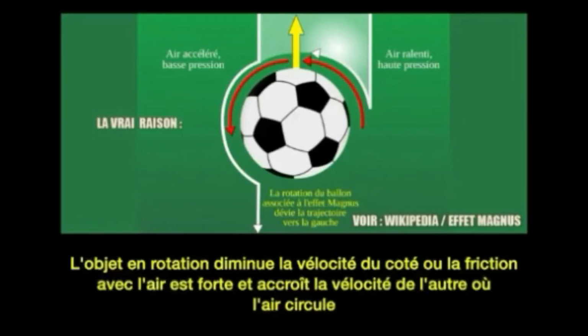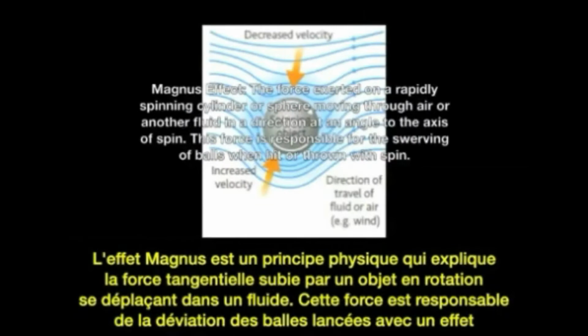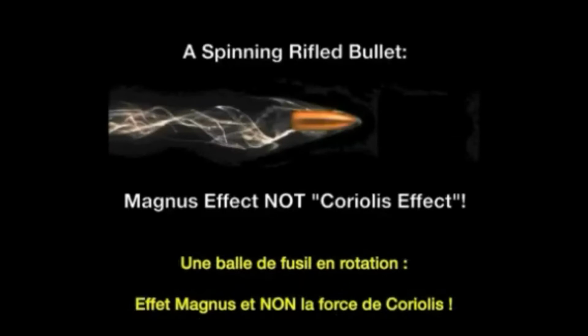The spinning object will create a decreased velocity on one side where the air creates friction and increased velocity on the other side where the air flows. Magnus effect, the force exerted on a rapidly spinning cylinder or sphere moving through air or another fluid in a direction at an angle to the axis of spin. This force is responsible for the swerving of balls when hit or thrown with spin. A spinning rifled bullet. Magnus effect, not Coriolis effect.